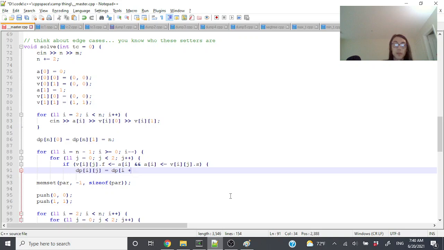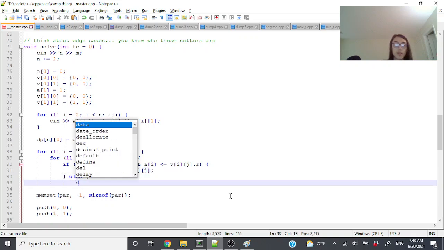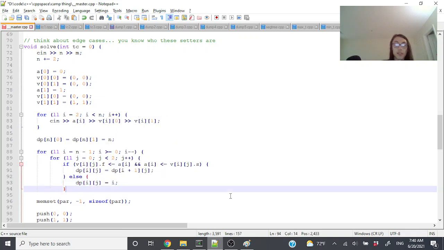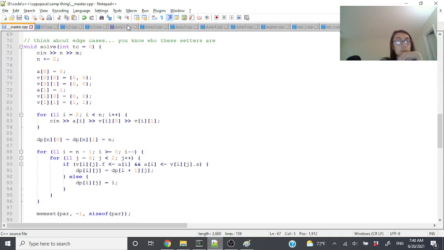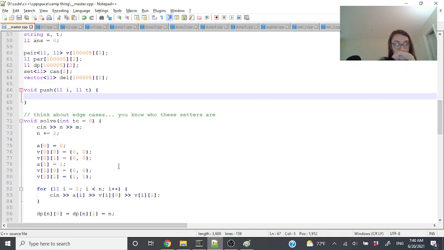then it works, so we can continue surviving. So dp[i][j] is equal to dp[i+1][j]. Else dp[i][j] is equal to i. This is the place where we die if we start going from here. Okay, now that works.